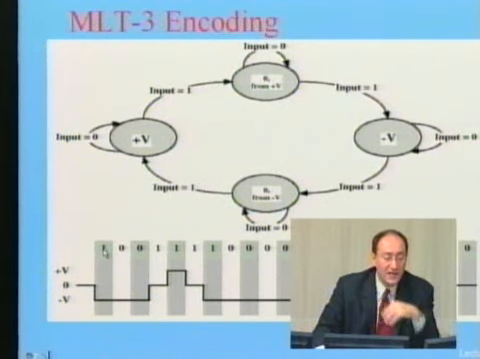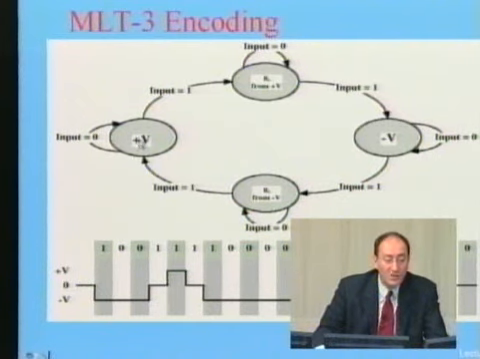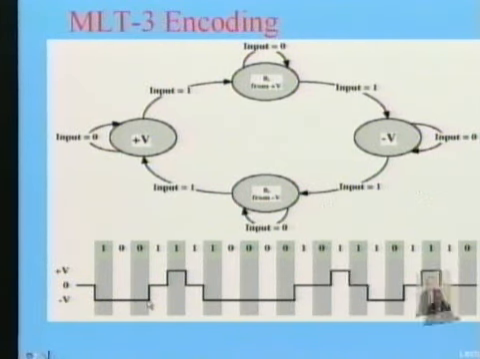If I have a 1, for example, and I was in this 0 state before, when the 1 comes, I go to what? Minus 1, minus V, or minus 1 volt, whatever you want to call it. The next bit is 0, I stay in the same place. The next bit is 0, I stay the same. The next bit is 1, I go to minus V.